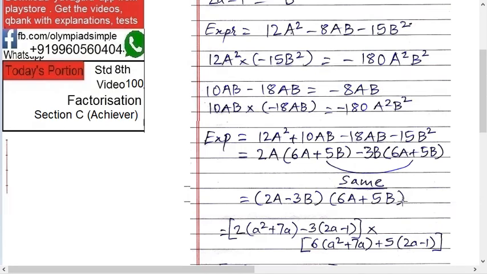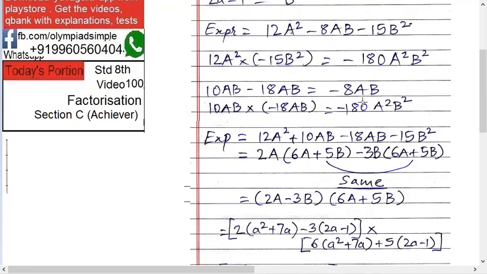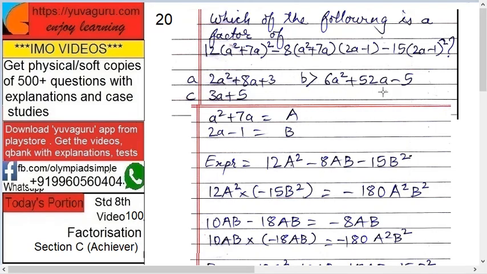So which one is the answer among these above ones? 6a square plus 52a minus 5. See, this B is the answer. Okay, do this again by yourself.